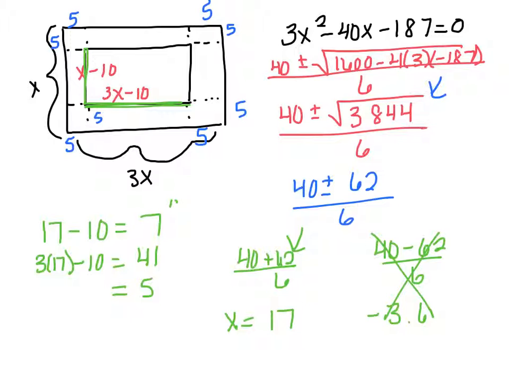So let's go ahead and label and then check our answers. If I take in my calculator 7 times 41 times 5, I get 1,435. So these are the dimensions to produce this piece of metal.